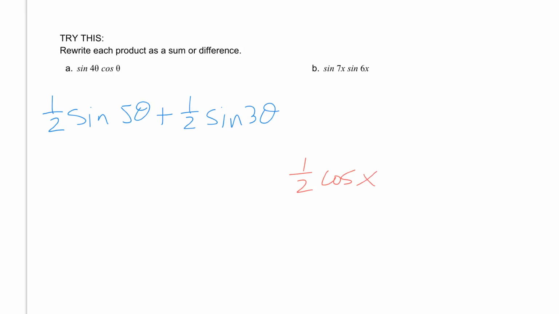If you did letter A correctly, you should have gotten 1/2 times the sine of 5 theta plus 1/2 sine of 3 theta. And if you did letter B correctly, you should have gotten 1/2 cosine of x minus 1/2 cosine of 13x. Let me know if you need any help.